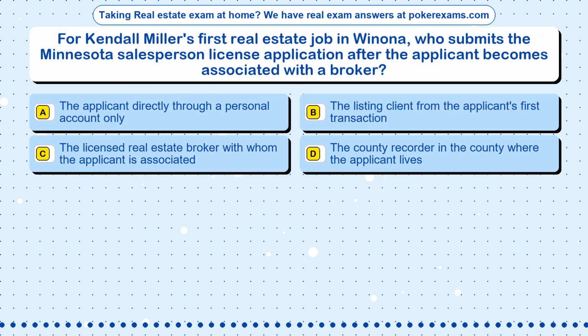Question 87. For Kendall Miller's first real estate job in Winona, who submits the Minnesota salesperson license application after the applicant becomes associated with a broker? Option A, the applicant directly through a personal account only. Option B, the listing client from the applicant's first transaction. Option C, the licensed real estate broker with whom the applicant is associated. Option D, the county recorder in the county where the applicant lives.